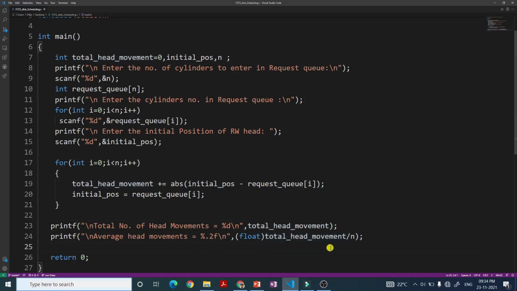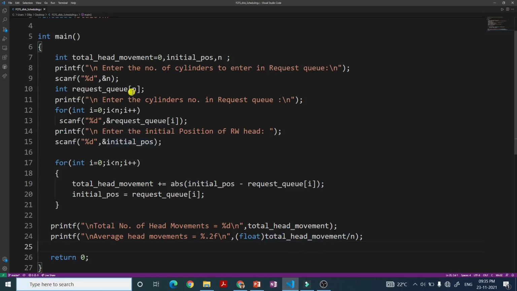We discussed in the previous video that average head movements is actually the total number of head movements divided by the length of your request queue. The number of cylinders that we are entering in the request queue is n. So total head movement divided by n will give us the average head movements. In our given question, how many total head movements were there? 640. So 640 divided by n.